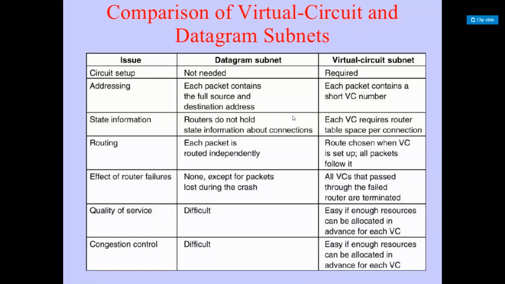Next, in virtual circuit, it is easy enough. Resources can be allocated at once because it is easy. Why? Because all packets are transmitted in the same direction. Okay. Last one, congestion control.